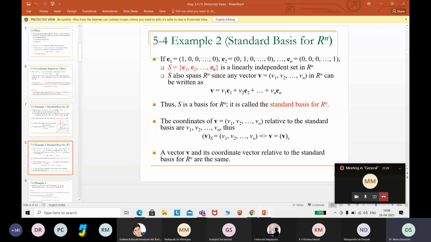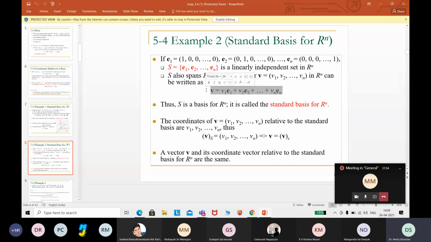Next is spanning. Spanning means take any entries from Rn. This is a vector, and this vector can be written as a linear combination of E1, E2, En. So just write V as V1 E1 plus V2 E2 plus so on, Vn En. When you write these vectors, you will come to know that the coefficients are nothing but the components of the vector.